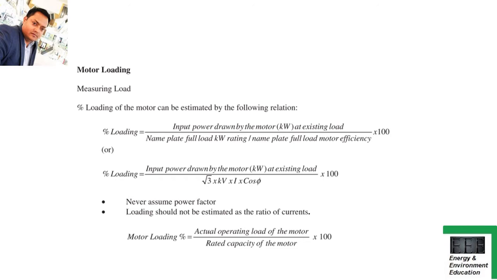The formula is very simple. Percent loading equals input power drawn by the motor at a resisting load divided by root 3 kV I cos phi into 100. This is a very simple formula that you may remember, and you may calculate the motor loading percent. Motor loading percent also equals actual operating load of the motor divided by rated capacity of the motor into 100. This is a very simple and very important formula as far as the examination is concerned.